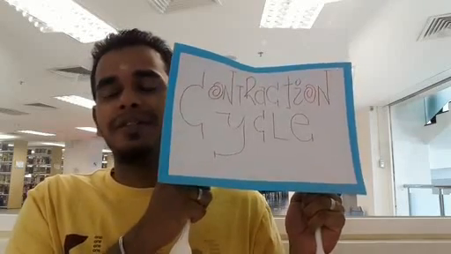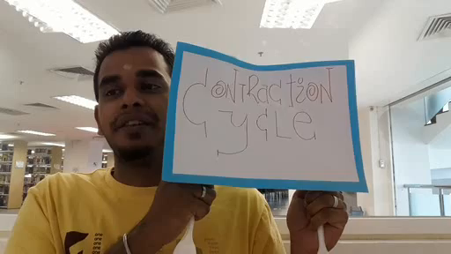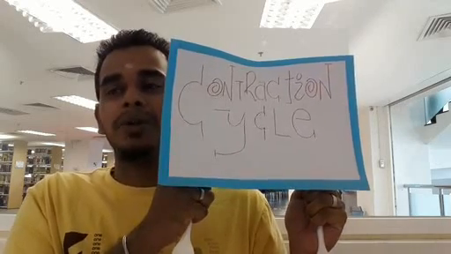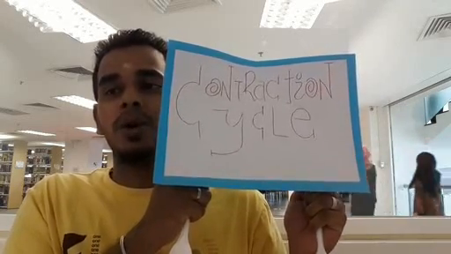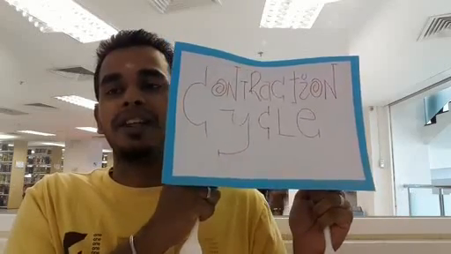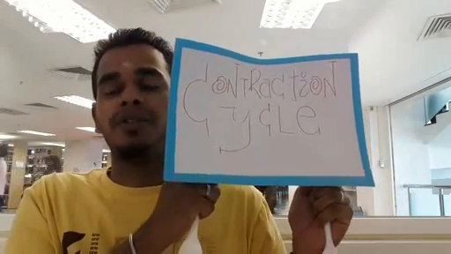Contraction cycle. First, exposure of active sites. Before the cross-bridge cycle, calcium binds to the troponins and the tropomyosin moves, causing the exposure of active sites on actin myofilaments.